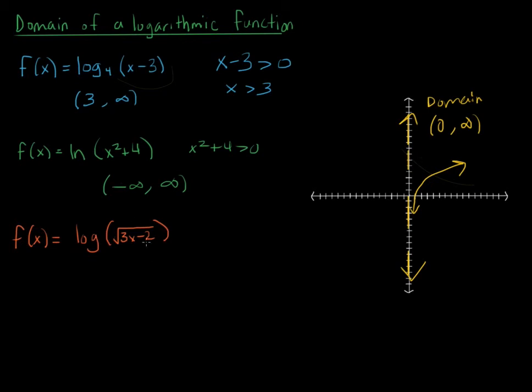Now for our last example, this is log base 10, but the base doesn't matter. We need everything inside the parentheses to be greater than 0. So we need 3x minus 2 to be greater than 0. Well, where is a square root of something greater than 0? It's greater than 0 when 3x minus 2 is greater than 0, right? As long as that's greater than 0, then the square root of it is going to be greater than 0. So now we can solve this.